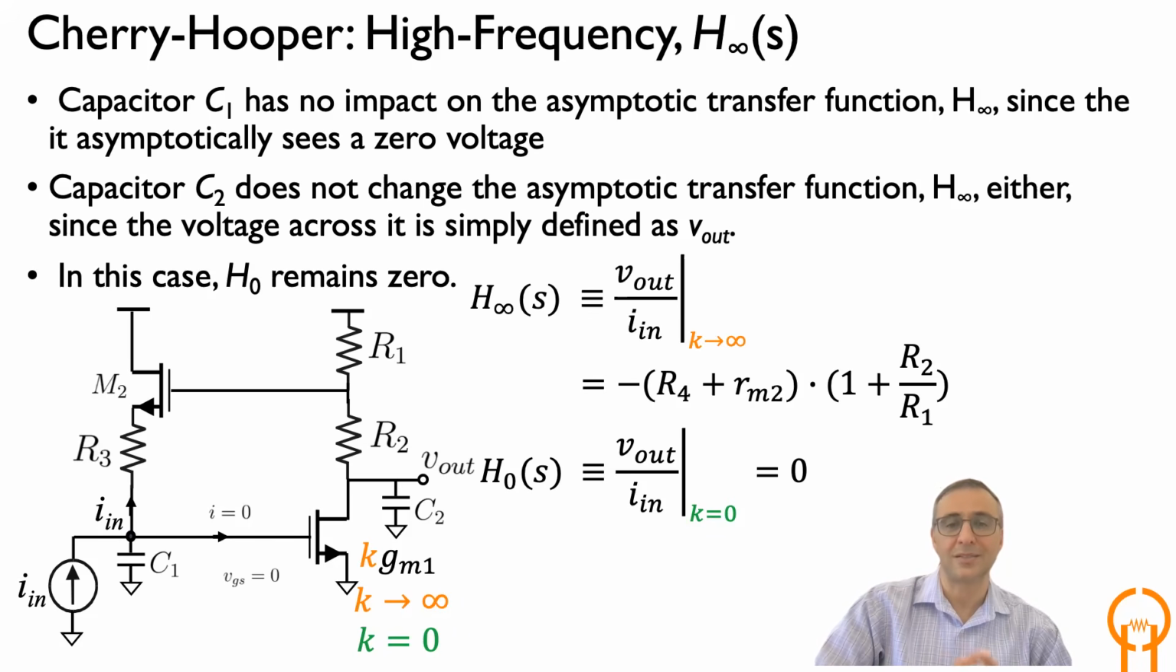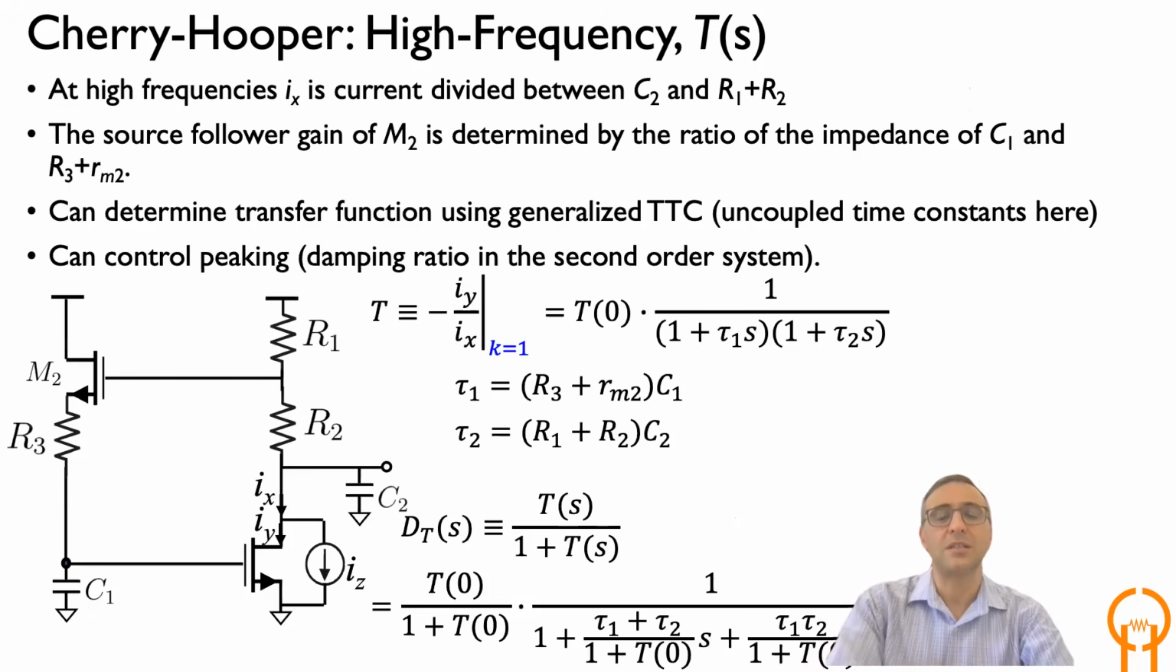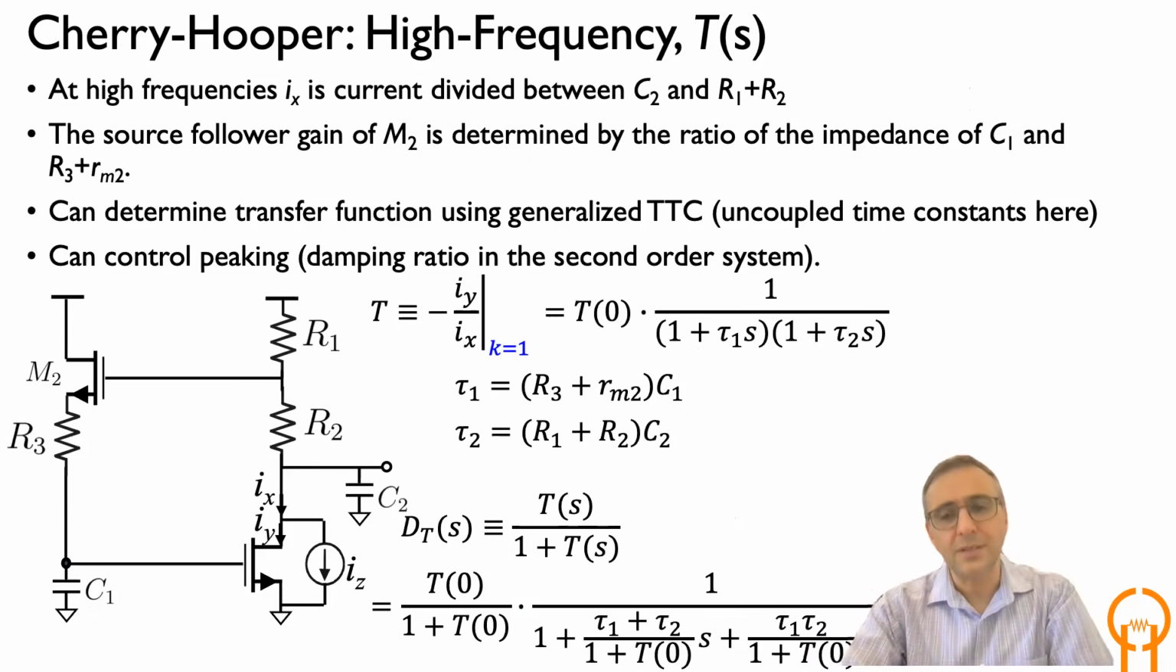So if you disable that transistor, if you will, if you make its current source go to 0, there is no path. So H0 is also 0. So neither H infinity nor H0 have actually changed with the addition of these two capacitors. Well, something has to change, because this will affect the dynamics, and that's exactly what's affected, which is the return ratio itself. So let's calculate the return ratio here.